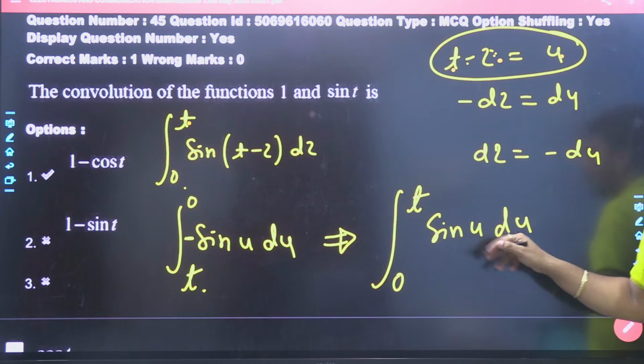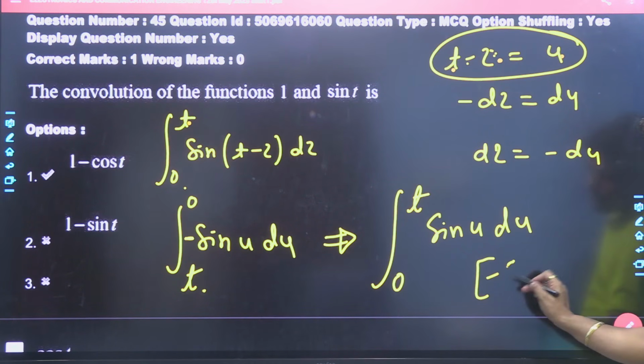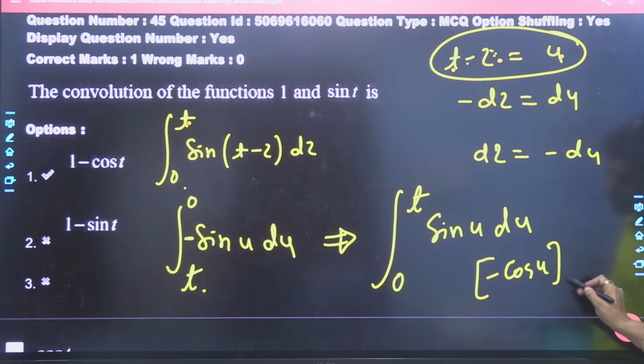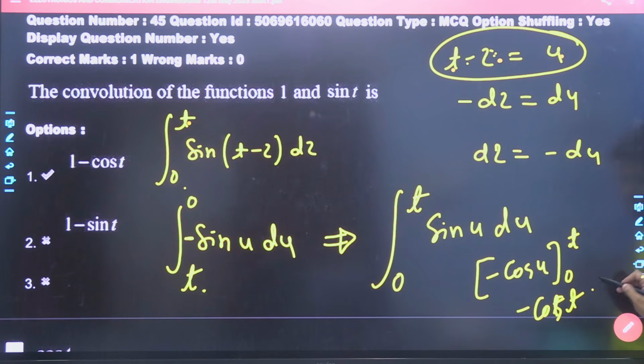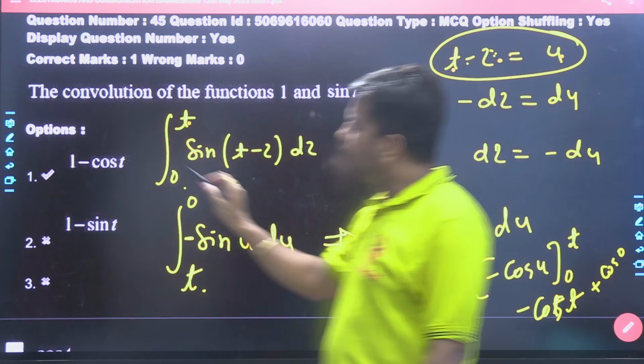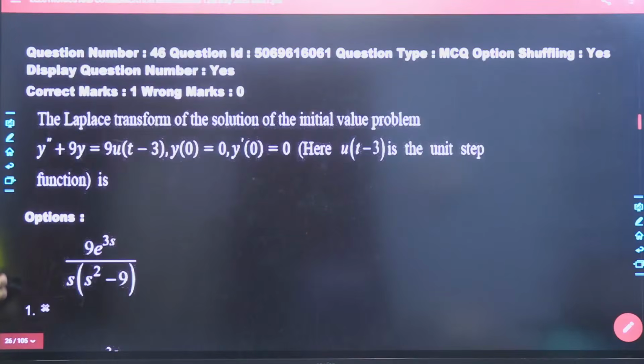Now the integration of sin u is what? It is minus cos u from 0 to t. So you put t here, 0 here, so minus cos t, and minus minus becomes plus cos 0. That gives you the value 1. You can go with the first answer, 1 minus cos t. Got it? So that would be your answer. 1 minus cos t is your answer.